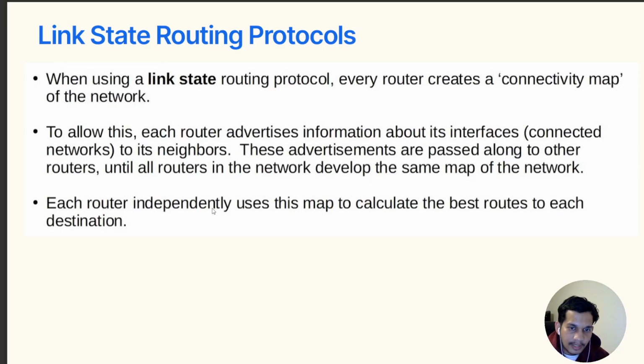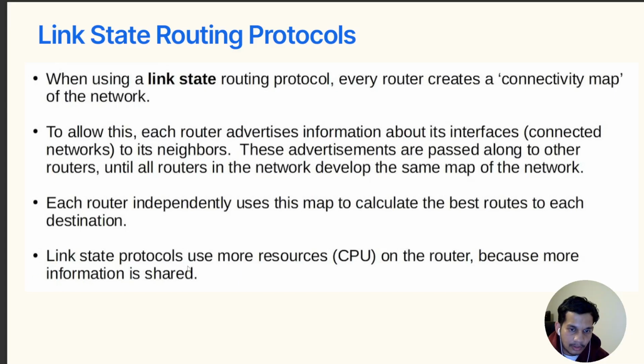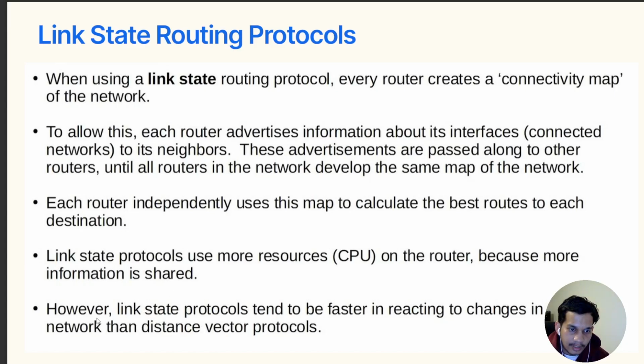So each router independently uses the map to calculate the best route to the destination. Link state protocols use more resources, that is CPU, on the router because more information is shared. However, a link state routing protocol tends to be faster in reacting to changes in the network than a distance vector protocol, that is RIP. So OSPF is better than RIP.